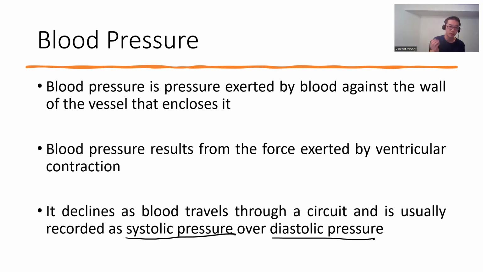Specifically when your ventricles are contracting. So that's the higher number. And the diastolic pressure is measured when your heart is relaxing, right? So that tends to be a lower number, okay?